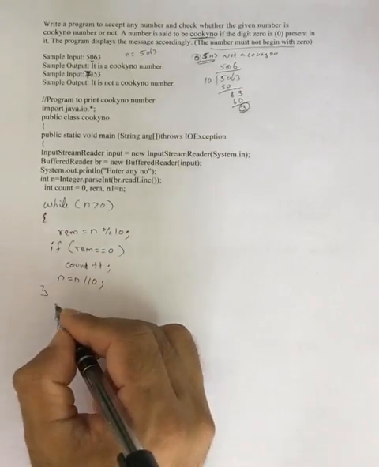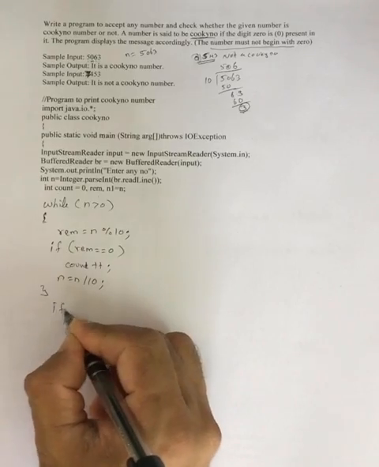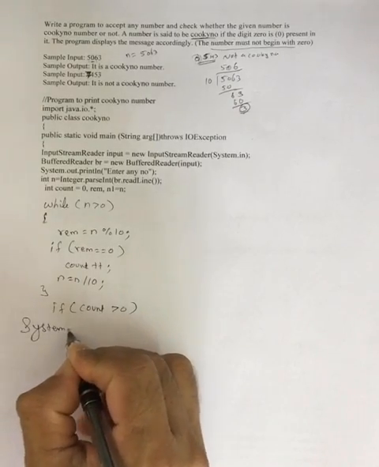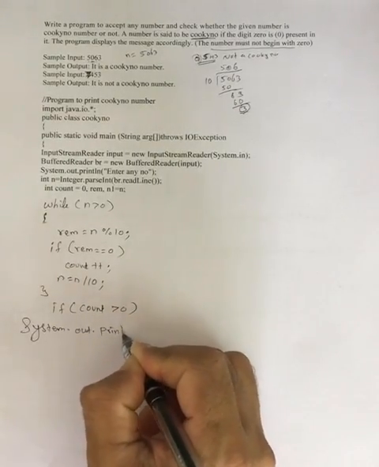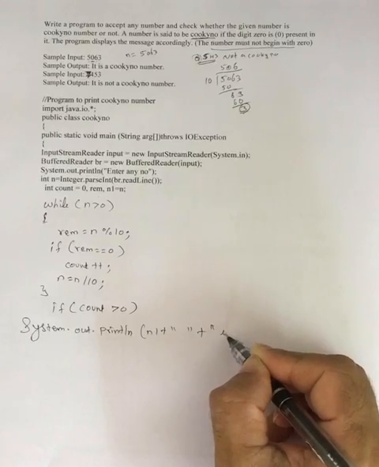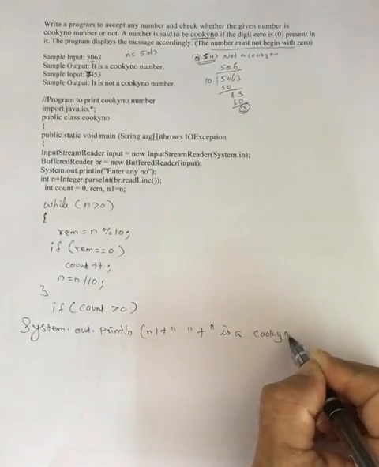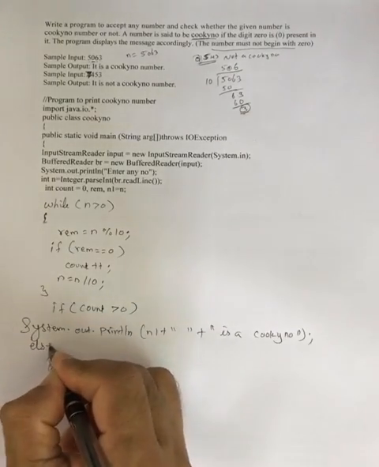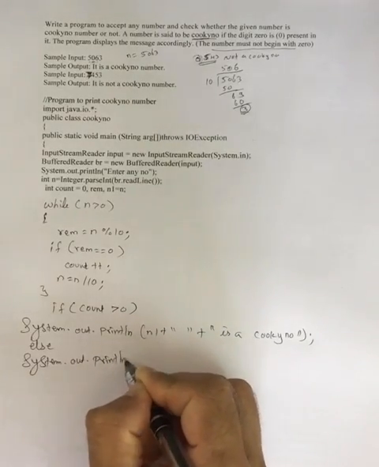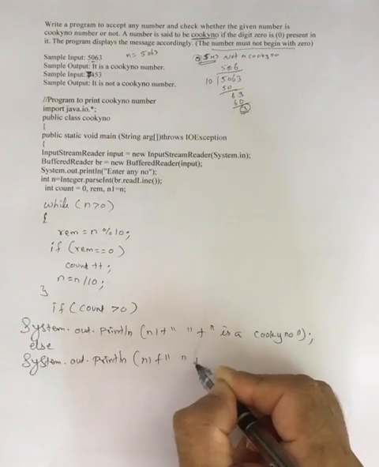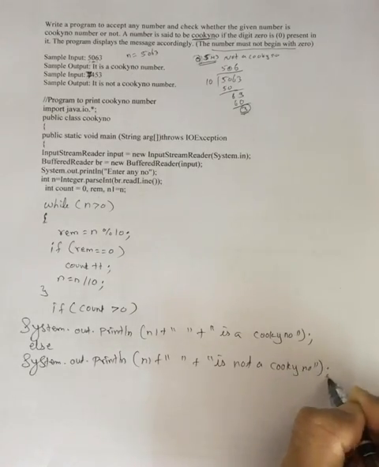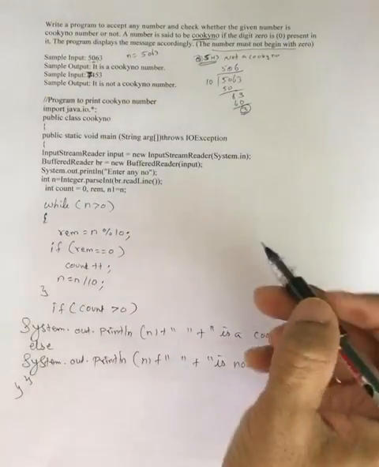Then finally, if count is greater than 0, then System.out.println, you can write n1 plus "is a Cooky number", else otherwise System.out.println n1 plus "is not a Cooky number". Close the curly brace. Now look at this.